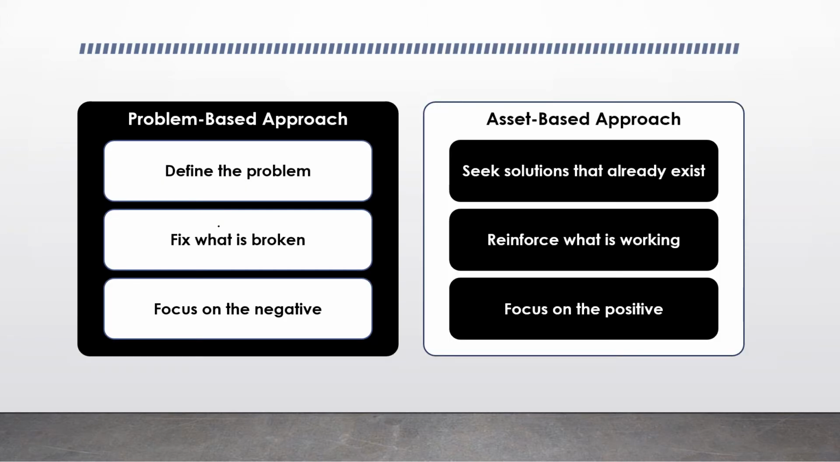There are generally two approaches in structuring how we will gather data. The problem-based approach defines the problem, fixes what is broken, and focuses on the negative. This is a proven method to catalyze collective action and to address issues of the community. An asset-based approach seeks solutions that already exist, reinforces what is working, and focuses on the positive.